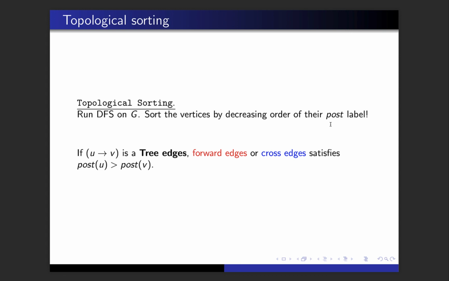So let me summarize how we can efficiently find a topological sort of a directed acyclic graph. Well, we simply run DFS. Once you run DFS, you will sort the vertices by decreasing order of their post label.